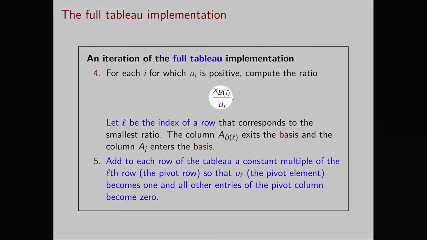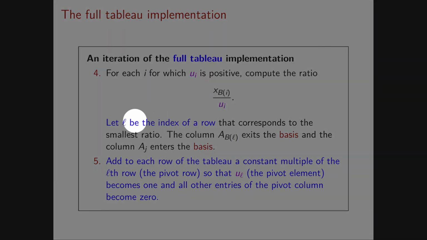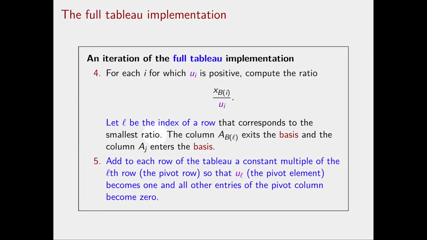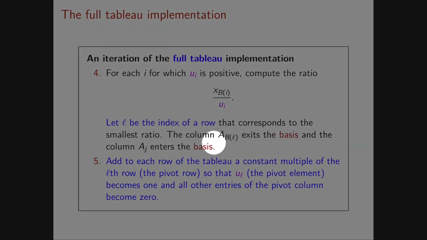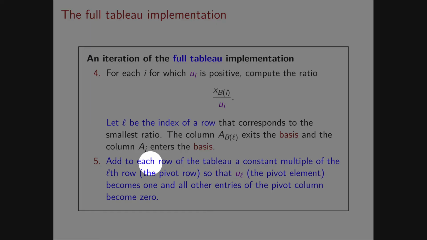Recall that every ratio can be obtained from a specific row of our tableau. So we let l be the index of a row that corresponds to the smallest ratio. Then the column A_B(l) exits the basis and the column A_j enters the basis. Finally, we need to update our tableau. To do this, we use our update rule. So we add to each row of the tableau a constant multiple of the lth row, which is the pivot row, so that u_l, which is the pivot element, becomes 1 and all other entries of the pivot column become 0.